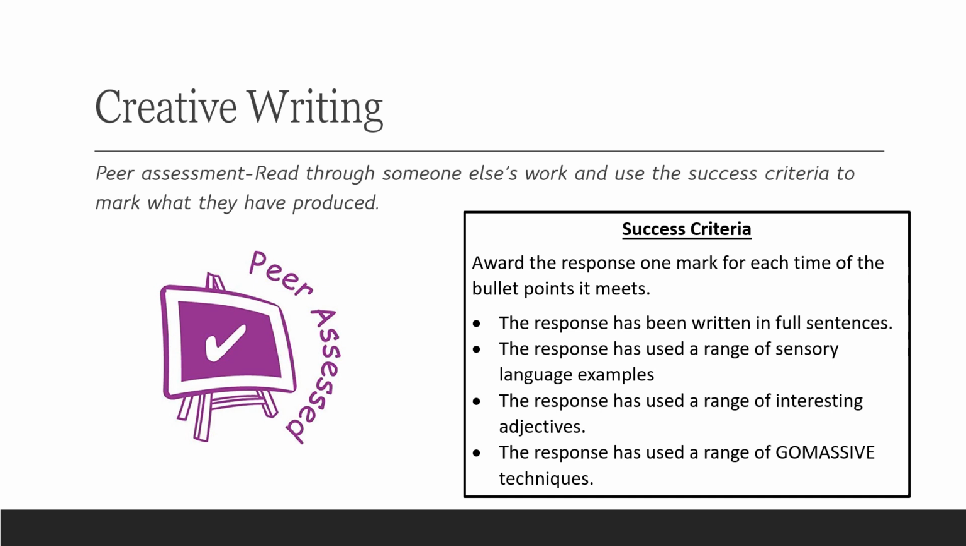So you can award your response 1 mark for each time the bullet points have actually been met within the writing. So first one would be, the response has been written in full sentences. It sounds like a very obvious thing, but when we're panicking, when we're stressed out, when we're trying to be as creative as possible, sometimes this gets neglected. The second one, the response has used a range of sensory language examples. Number 3, the response has used a range of interesting adjectives. And the final one, tying into what we've been focusing on largely within this video, the response has used a range of go massive techniques.